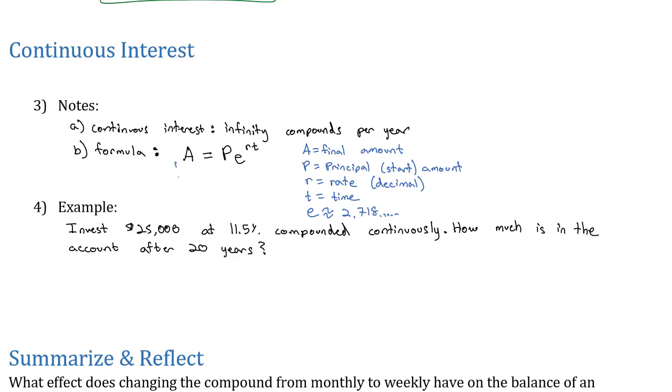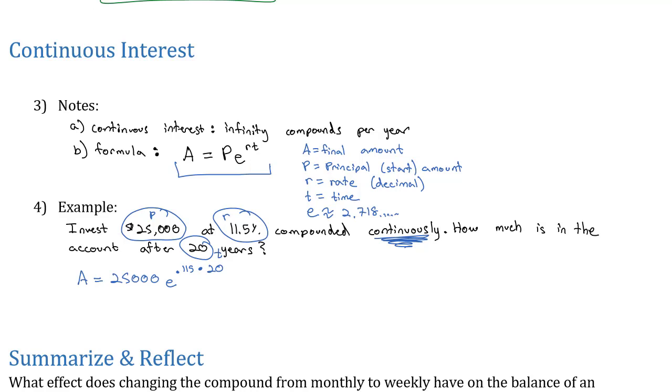Well, to do that, we're going to use our A equals P E to the RT formula, where P is our starting amount of $25,000. R, the interest rate, is 11.5%. We're going to write that as a decimal. Time is 20 years, and of course, it's compounded continuously. That tells us to use this second equation. So A equals P, 25,000, times E to the 0.115 times time, which is 20.